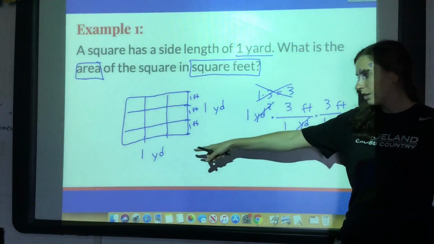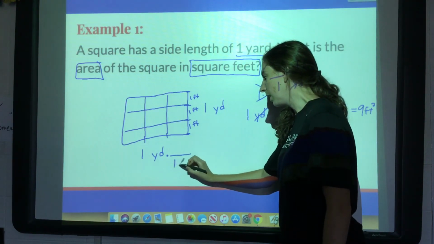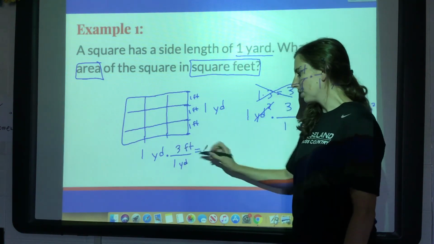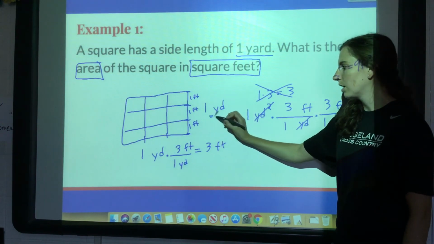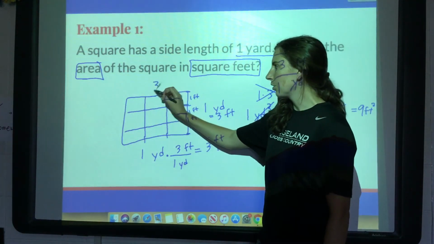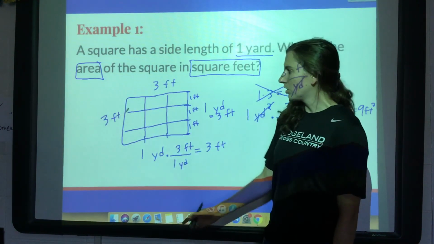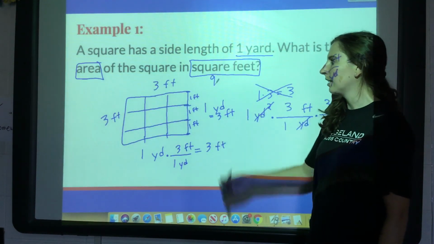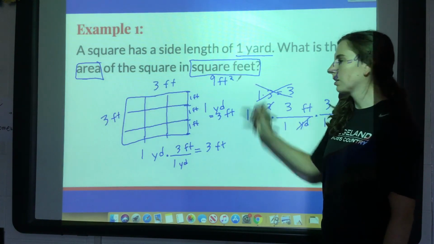So if I were just to convert 1 yard to feet, I know that in 1 yard, there's 3 feet, and 1 times 3 is 3. Same thing here, this is also going to be 3 feet. And now that I know that this is 3 feet by 3 feet, I'll just do 3 times 3 and get the area I wanted, 9. And feet times feet gives me feet squared.